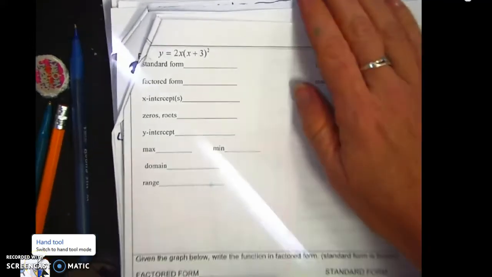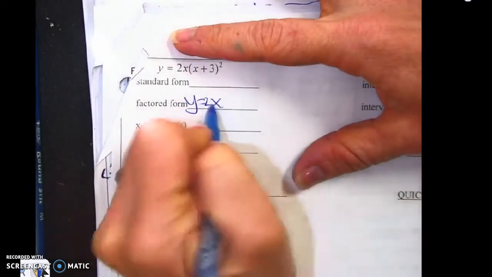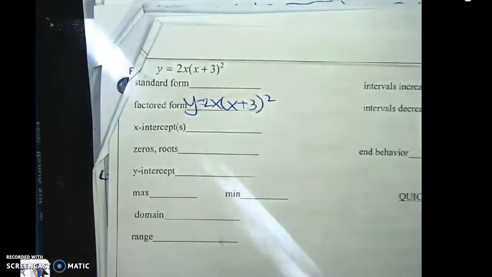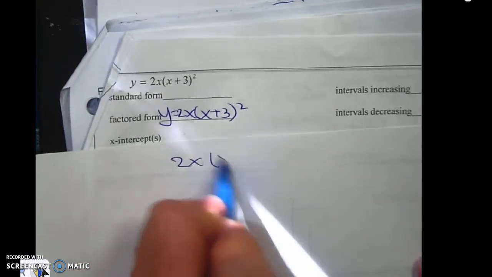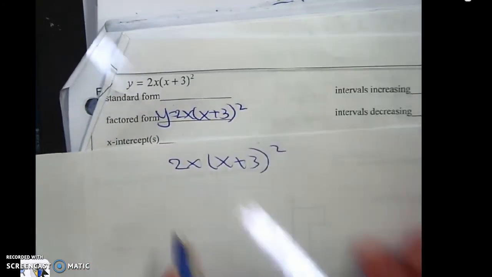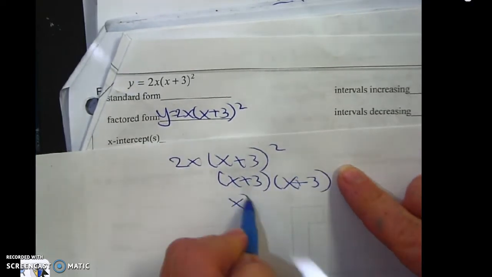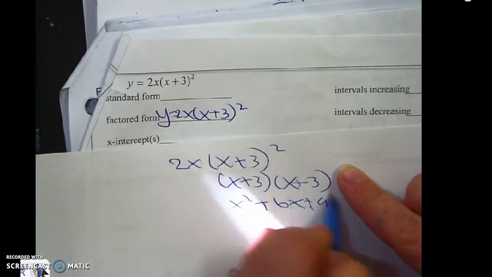So here's another no calculator section. It's written in factored form already. And if you feel like you don't have enough room, just get a piece of scratch paper and write it out, okay? So I'll do standard form then. So 2x, x plus 3 squared. X plus 3 squared means x plus 3 times x plus 3, which is x squared plus 6x plus 9.